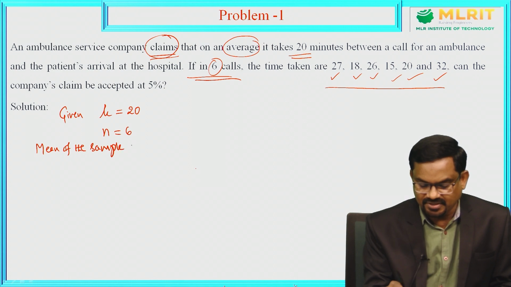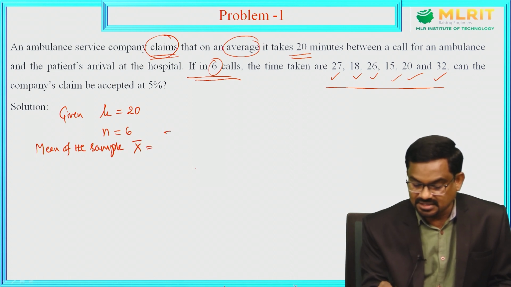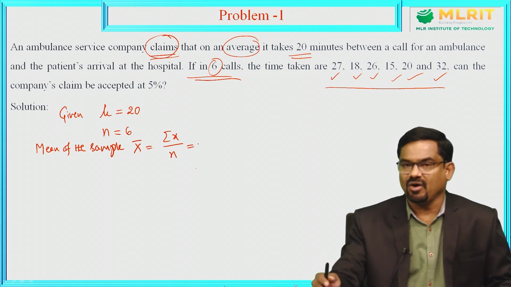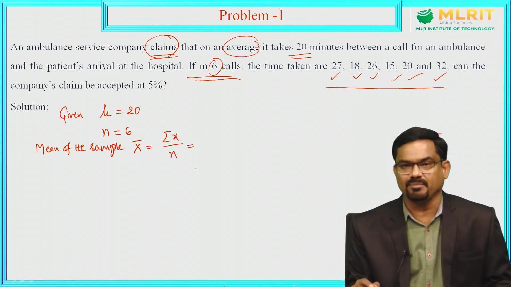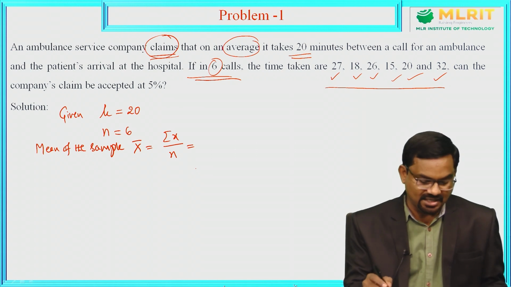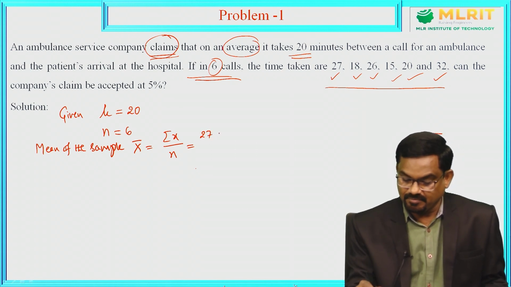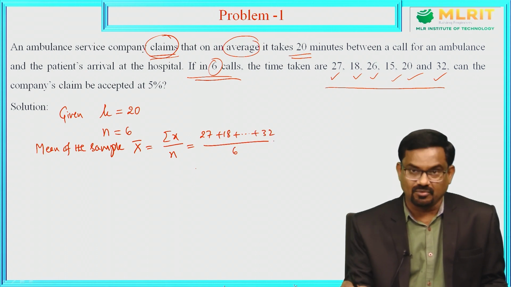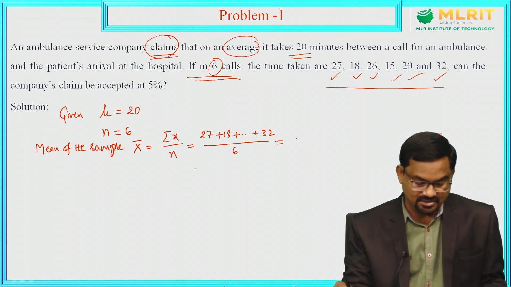The mean of the sample x bar is sigma x by n. That means the sum of all the individual values divided by the size of the sample. If we calculate this, 27 plus 18 plus so on, plus the last value 32, divided by 6, we will get x bar as 23.